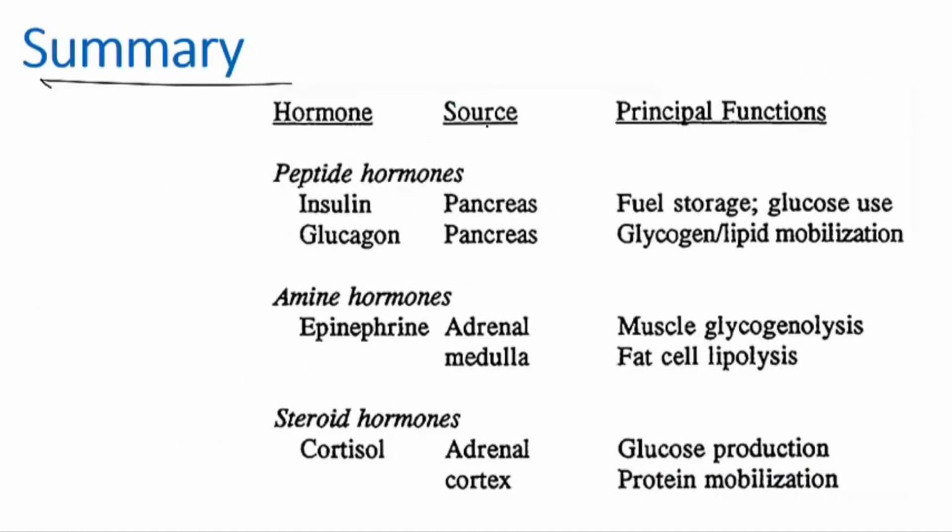Now for a summary, this is a table I listed for peptide hormones or protein hormones. We list the same things for amine hormones and steroid hormones. There are sources and the principal functions of such hormones listed. One thing I can tell you is that the chemical properties of the hormone also determine the solubility. For example, peptide hormones are much more soluble in water. Some of the amine hormones are soluble in water, some may not be. For example, thyroid hormone, though it's an amine hormone, is not soluble in water. Steroid hormones are never soluble in water because they have large hydrophobic regions in the steroid group.